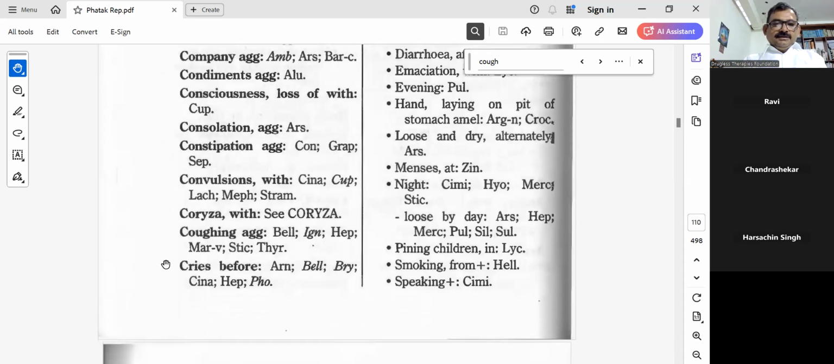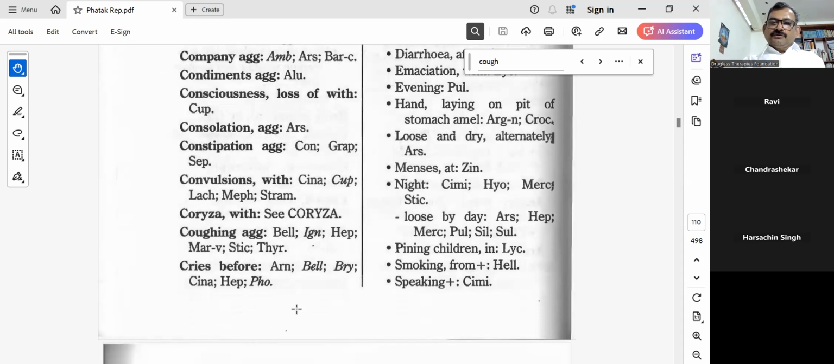Okay, then along with the coryza, coryza, cries before coughing, coughing aggravation. Coughing aggravation means if they are quiet, nothing will happen to them, but if they start coughing, that coughing again triggers more coughing. They will tell you, once I start coughing, it will continue for long; I feel I again and again start coughing. So we have to search within these remedies.